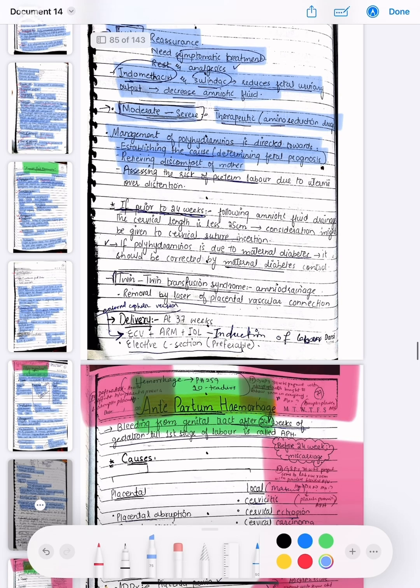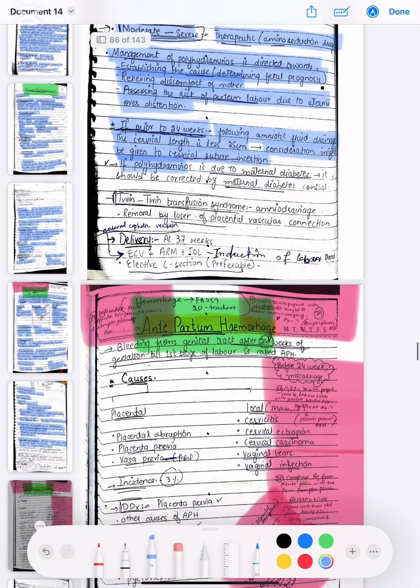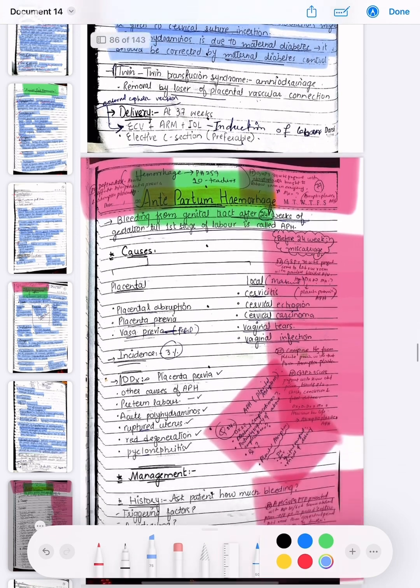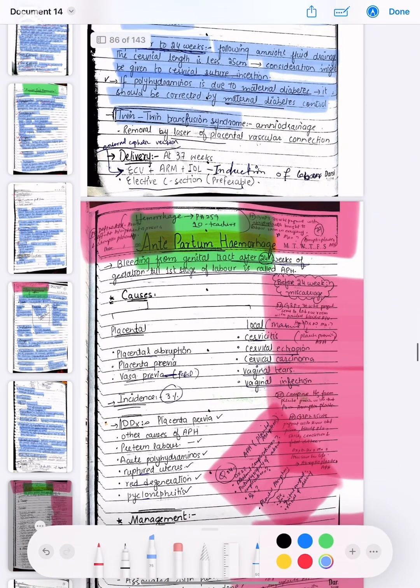preterm labor due to uterine overdistension, and if prior to 24 weeks then following amniotic fluid drainage the cervical length is less than 25 millimeters, and consideration might be given to cervical suture insertion. If polyhydramnios is due to maternal diabetes, then it should be corrected by maternal diabetes control. And twin to twin transfusion syndrome, that is amnio drainage, removal by laser of the placental vascular connection, and the delivery at the 37 weeks is done, that is external cephalic version plus artificial rupture of membrane and induction of labor, and elective C-section is preferable.